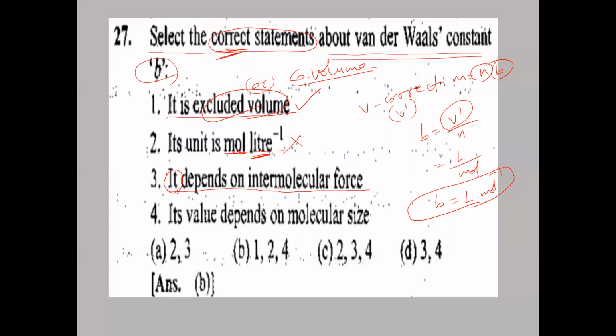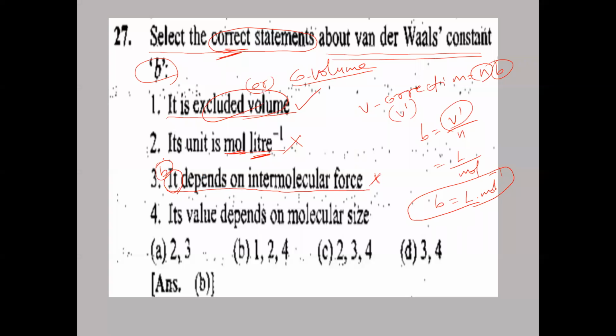Option B means what here? It depends on intermolecular forces. Is it right or wrong? It is wrong. So B is wrong here.